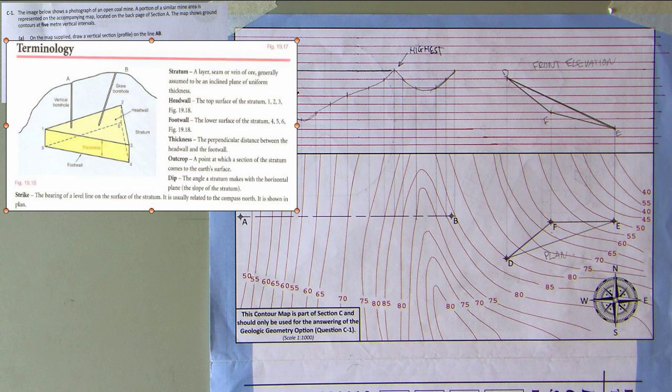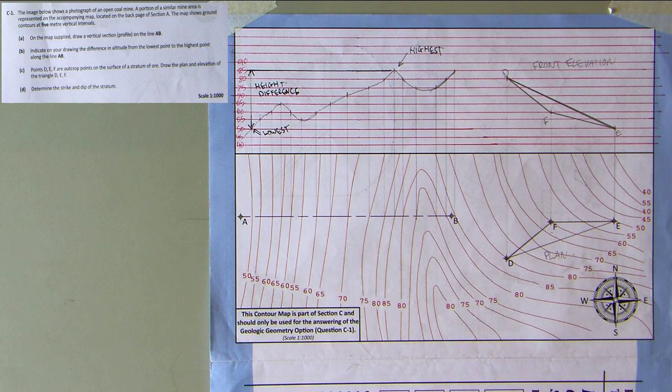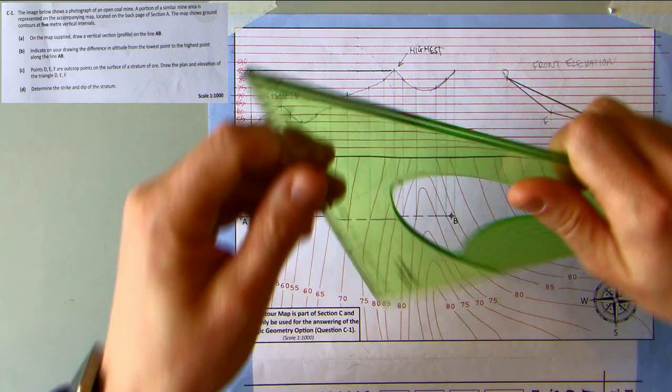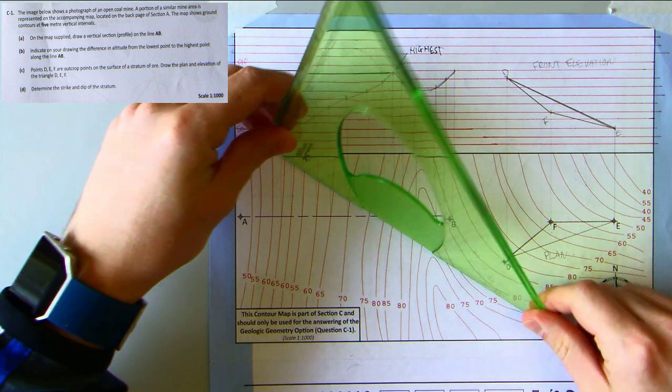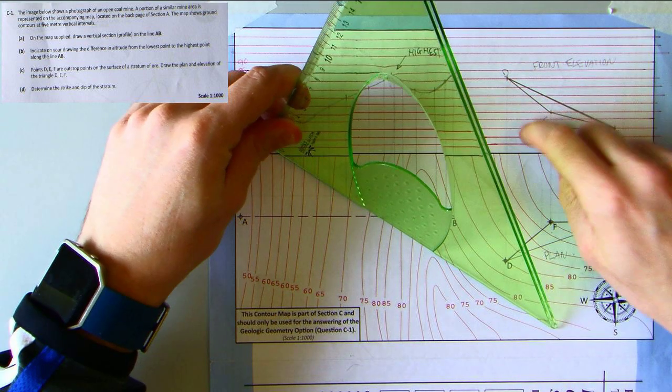The dip then, we're going to use the strike to find the dip, and the dip is simply the angle a stratum or piece of material makes with the horizontal plane, which essentially means the slope of the stratum, which again essentially means the angle of inclination with a certain surface. Okay, so like my set square there, what angle is that making with my drawing board?